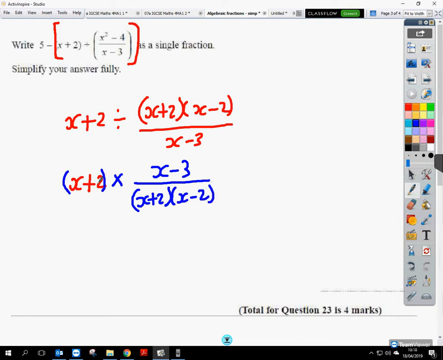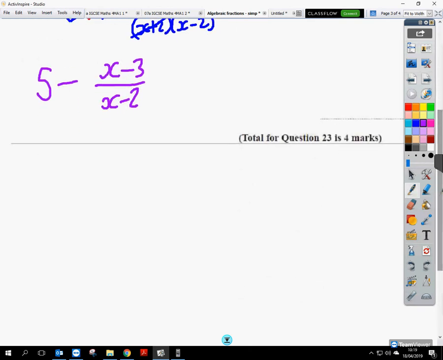Now we have x plus 2 multiplied by x minus 3. And in the denominator we have an x plus 2 and an x minus 2. Because they're times together in the numerator, I can cancel here an x plus 2 with an x plus 2. And I'm left with x minus 3 over x minus 2. Now, what do I have? So I have 5 from before minus what's inside the square bracket, which I have now condensed to x minus 3 over x minus 2. Right, so now what I want to do is write this as a single fraction. Well, how do I make this into a single fraction? I need a common denominator when I'm adding or subtracting.